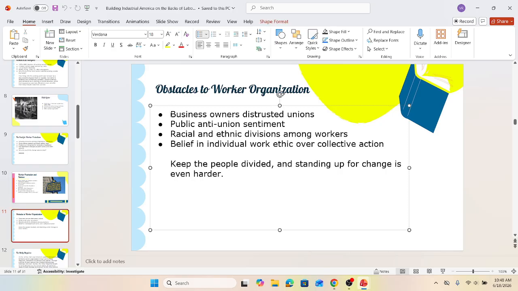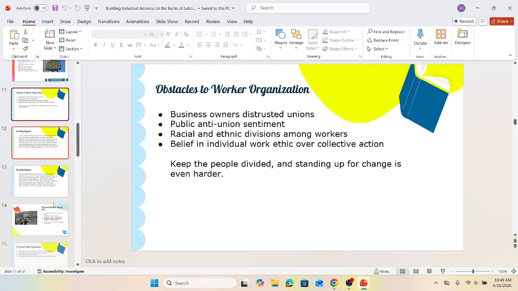Now, business owners distrusted unions. And so as unions began to form, the workers were forming unions and banding together to get better rights, strengthen numbers here in unity. But business owners distrusted the unions. And at this time, the public distrusted unions as well. And there was also a lot of divisions among workers, racial divisions, ethnic divisions, cultural divisions, religious divisions. And there was still this belief in an individual work ethic over collective action. And so keeping the people, meaning the wage workers, divided made it much harder to stand up for change. Still, they continued to push.